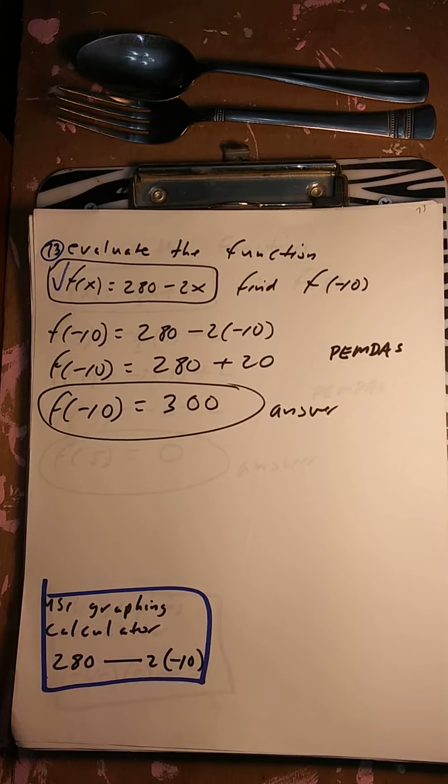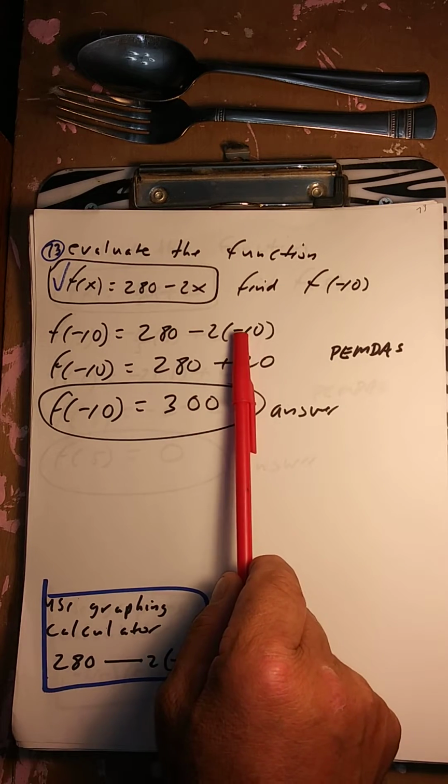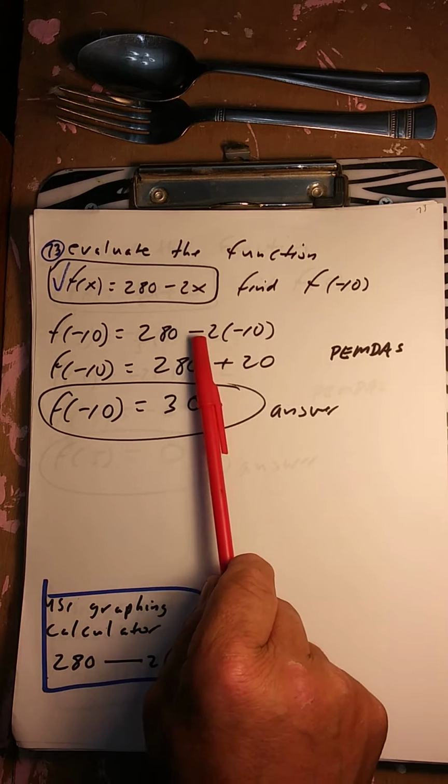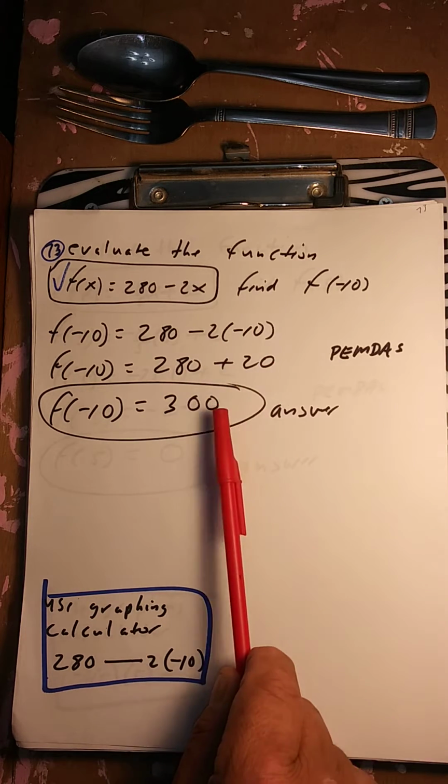Evaluate the function. Order of operations again, put it in there. So you have negative 10 here. So you have subtraction, you have multiplication, do this first. So negative times a negative is a positive 20, and 280 plus 20 is 300.